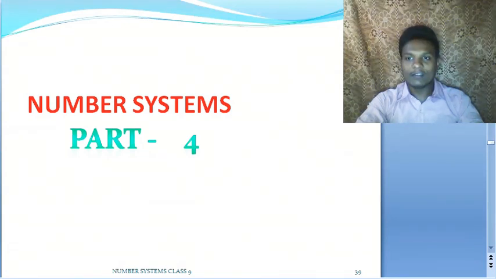Good morning everyone. In today's session we are going to see how to represent the different kinds of numbers on the number line. So already in the last session we have learned about the decimal expansions for rational as well as the irrational numbers. Now in this session we are going to see how to locate the same on the number line.